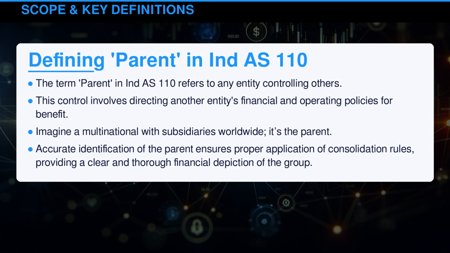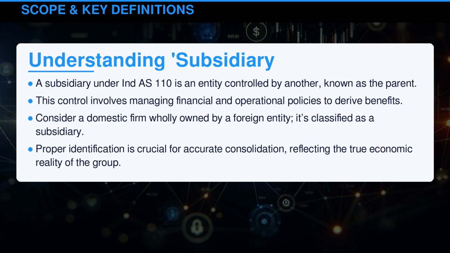depiction of the group. A subsidiary under Indian Accounting Standard 110 is an entity controlled by another, known as the parent. This control involves managing financial and operational policies to derive benefits. Consider a domestic firm wholly owned by a foreign entity. It's classified as a subsidiary. Proper identification is crucial for accurate consolidation, reflecting the true economic reality of the group.